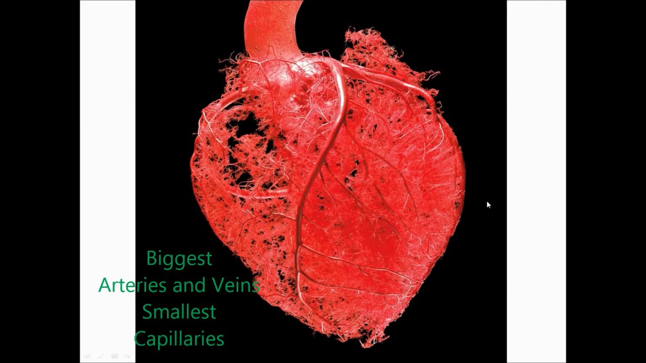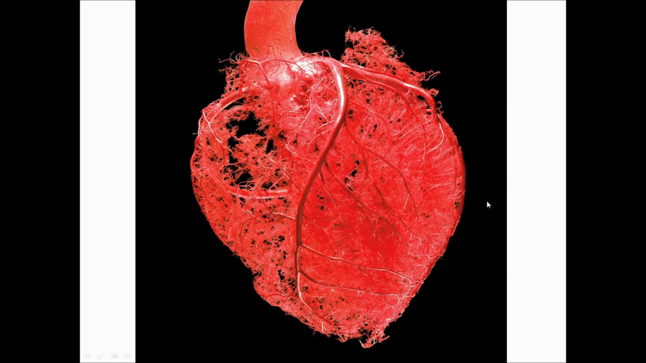More blood vessels and capillaries are shown here in this photo. This was created by injecting a plastic into the blood vessels and then using various proteases to dissolve the muscle cells away. You can see how dense the capillary structure is.